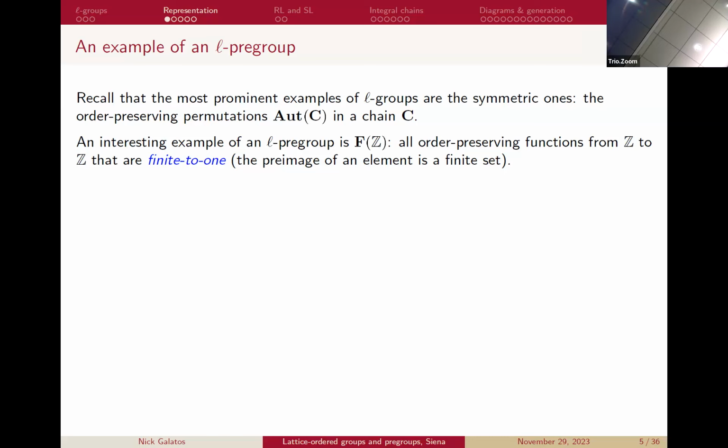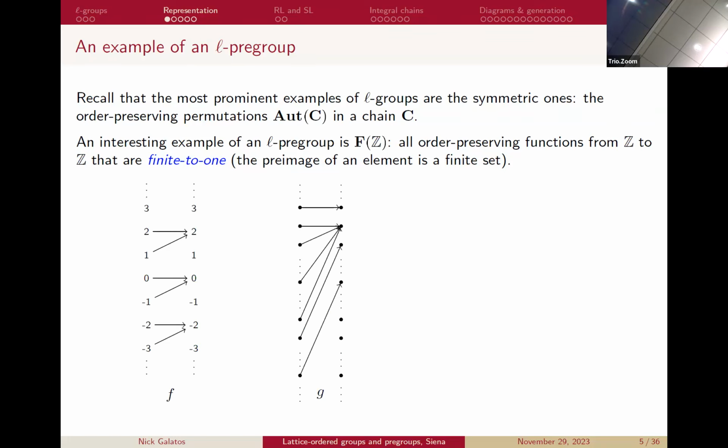So, one interesting example is we relax the notion of a permutation. We don't require it to be one-to-one anymore. We allow it to be many to one. If your chain is Z, then I will consider all finite to one maps. So that's a picture of two examples of finite to one maps. You just take a finite piece and you send it to a point. So it's definitely not onto, it's not one-to-one, but it's not infinite to one, it's finite to one. And the same thing here, you can just take a whole interval and send it to a single point.